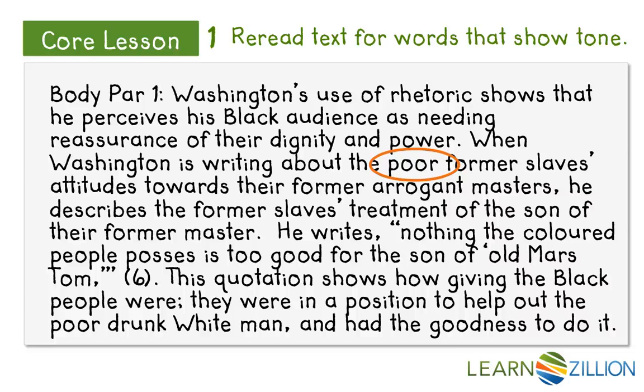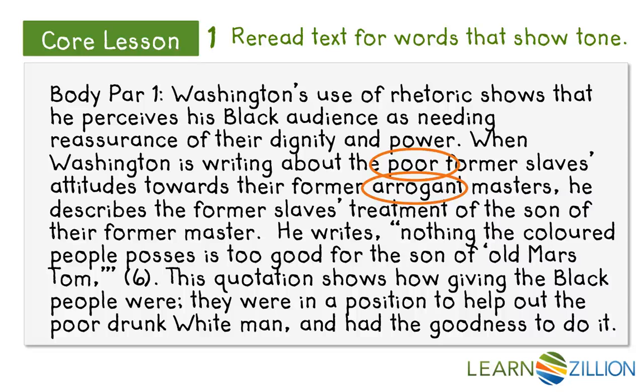So let's keep going. Washington is writing about the poor former slaves' attitudes towards their former arrogant, oh, that's another one. So that word arrogant there stands out to me because it's showing, again, my opinion of those masters, former masters. And he describes the former master's treatment of the sons of a former master. Let's see, and then we go on through the quotation.